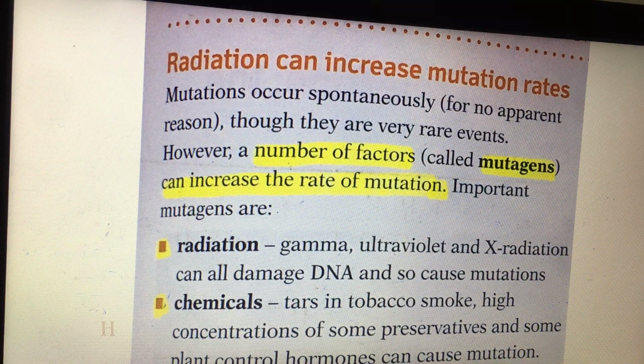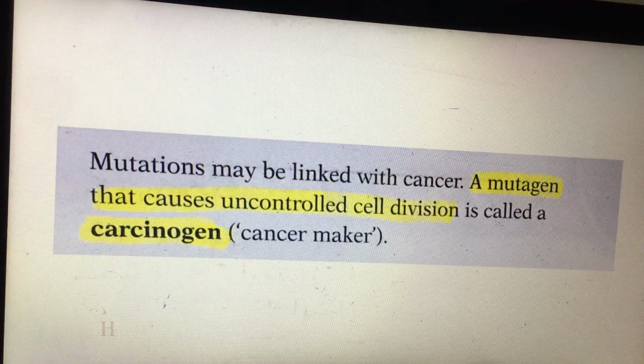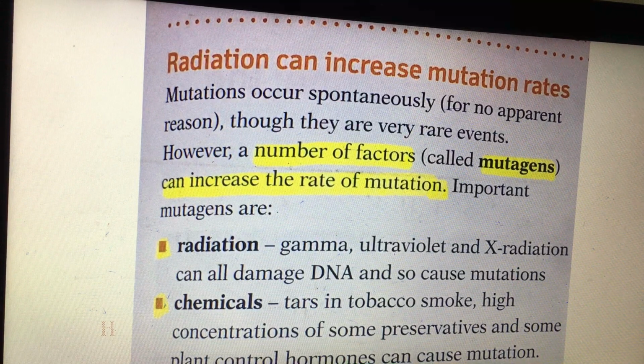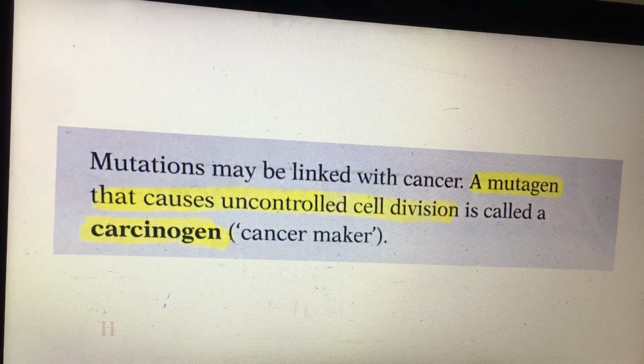Okay, now you have to know that mutations may be linked with cancer. You know that cancer is uncontrolled cell division. So a mutagen that causes uncontrolled cell division is called a carcinogen. So a carcinogen is a cancer maker, which is a mutagen that causes uncontrolled cell division. For example, some forms of radiation like UV, ultraviolet radiation, can cause skin cancer. So also those two factors, radiation and chemicals, can cause cancer.